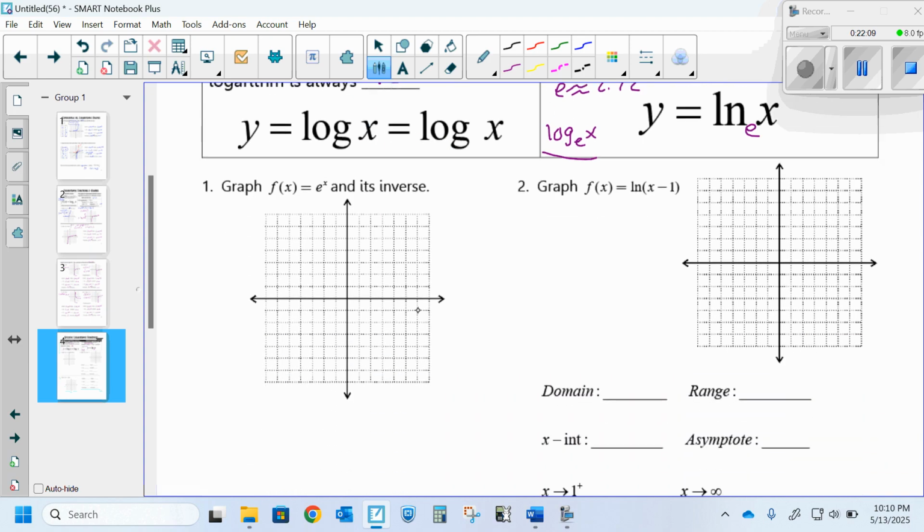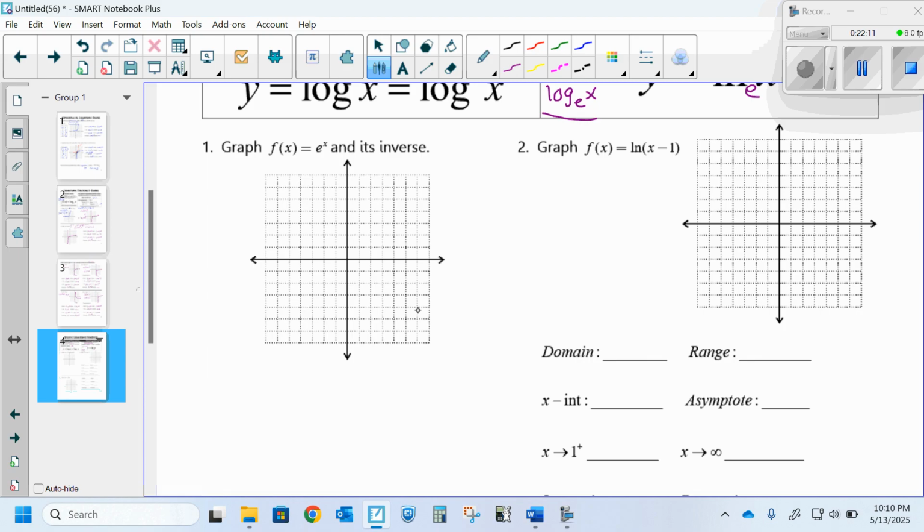All right, so let's graph e to the x. Okay, that's an exponential. So 0, 1, 1, e. Remember, it's about 2.72.